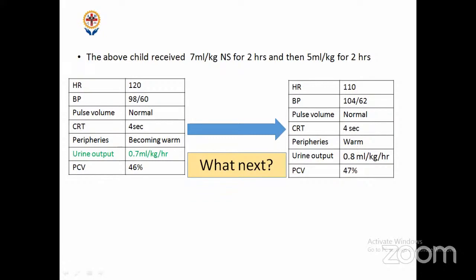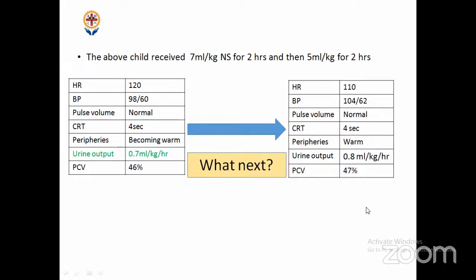So what do you want to do now? We can still decrease the fluid, sir, because urine output is adequate, so perfusion is good. So 3 ml per kg. Very good. So this is what I needed. Don't look only at PCV. PCV alone is not going to tell you anything. Take PCV along with the hemodynamic status.